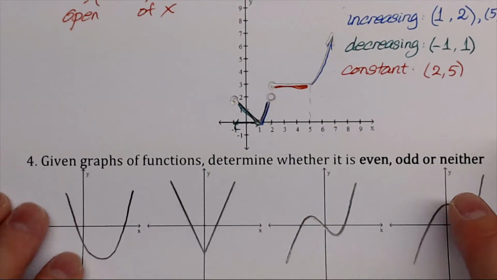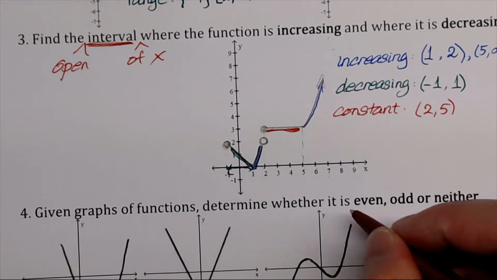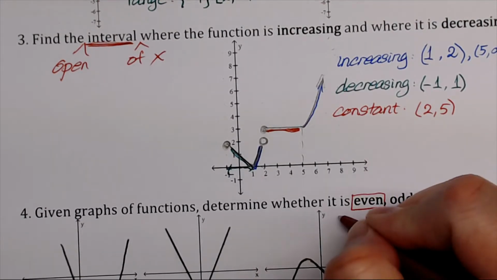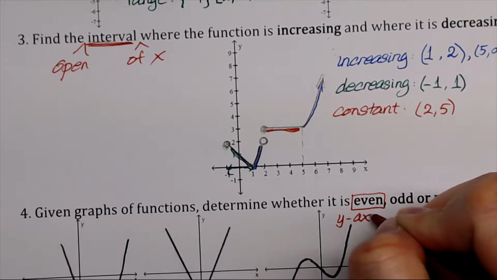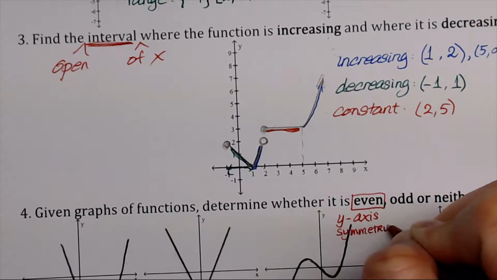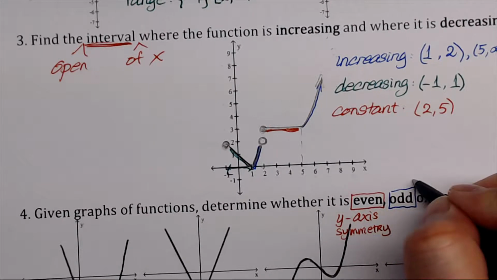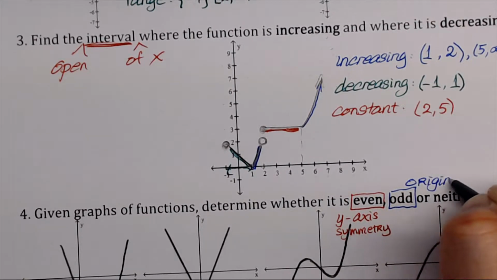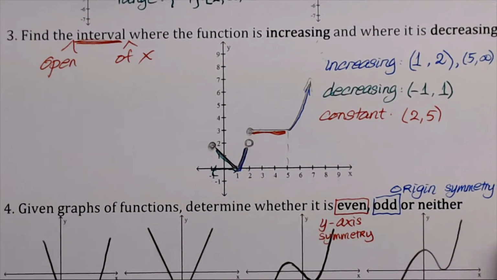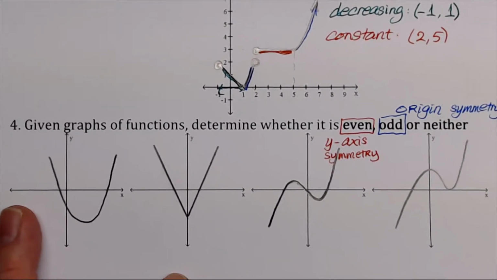Next we have the graph. Based on the graph, we can say if it is even, odd, or neither. Even: the graph of an even function is symmetric on the y-axis. So just say y-axis symmetry. And then an odd function has origin symmetry. And neither, of course, is neither of those symmetries.